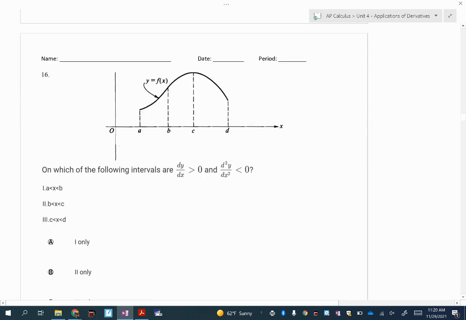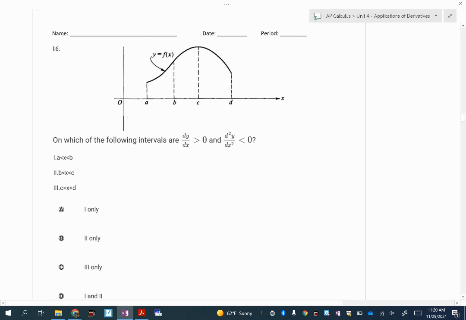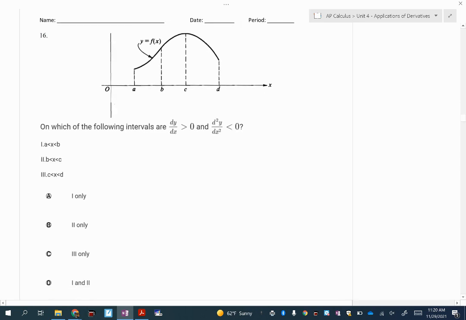Okay, 16. We're getting close, guys. 16 says, for which of the following intervals is our first derivative greater than 0 and our second derivative less than 0?